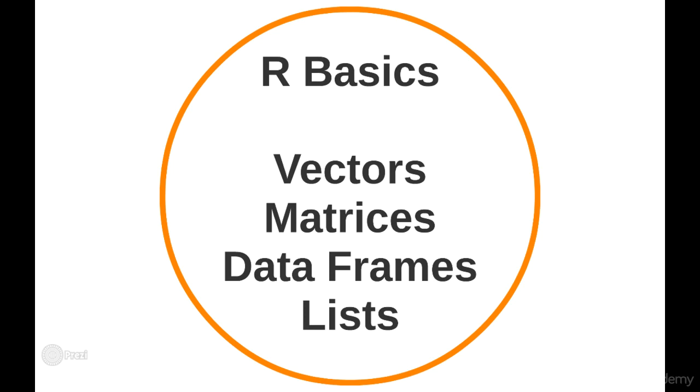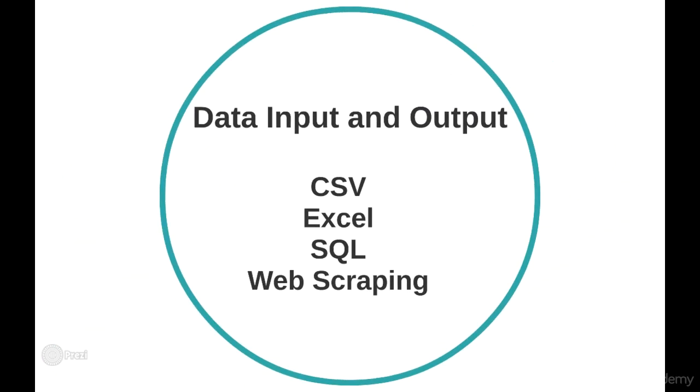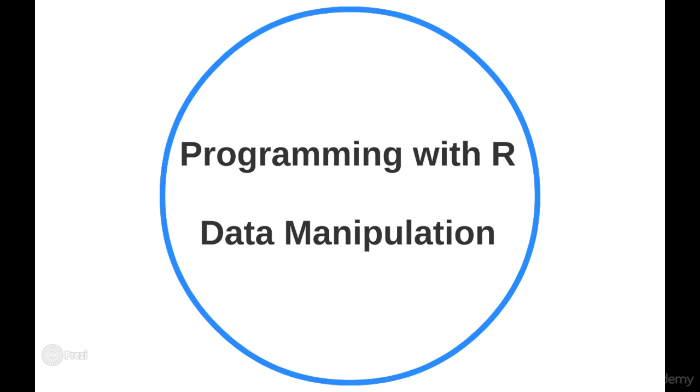We'll learn about vectors, matrices, data frames, and lists in R. Then we'll move on to topics such as data input and output in R. We'll learn how to read a variety of file formats such as CSV, Excel, SQL, and even web scraping with R. Then we'll get started by learning about actual programming with R.